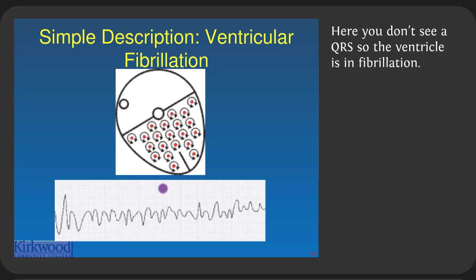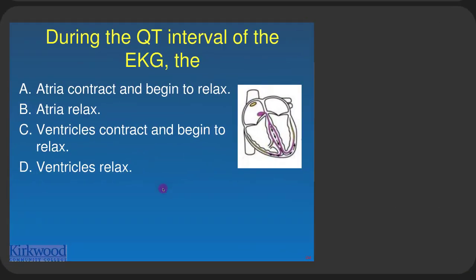Here you don't see a QRS, so this ventricle is in fibrillation. This person is in cardiac arrest. During the QT interval of the EKG, so between Q and T, that's the beginning of ventricular depolarization, and the T wave is ventricular repolarization, so the ventricles contract and are beginning to relax. So C.